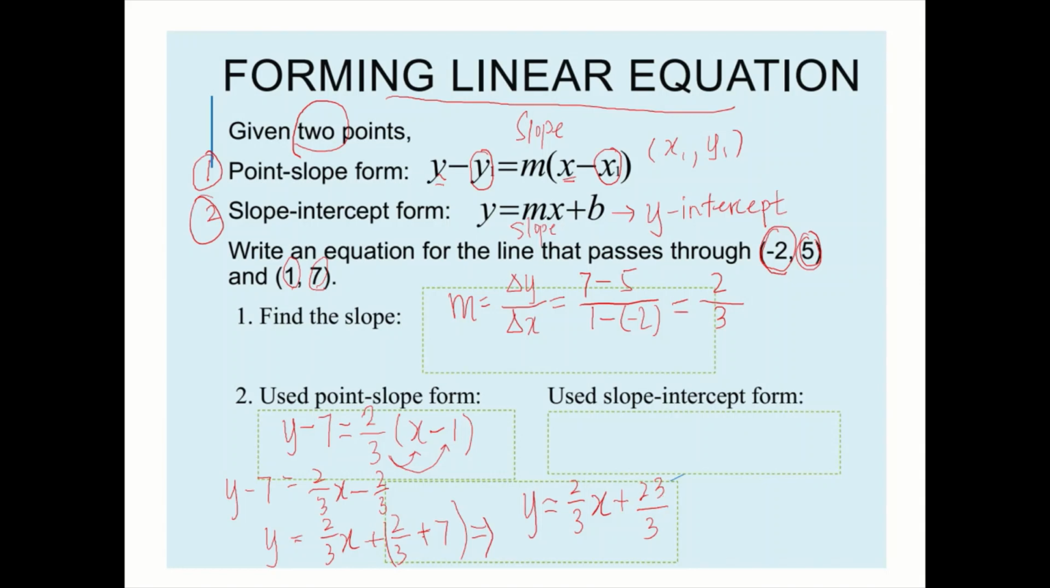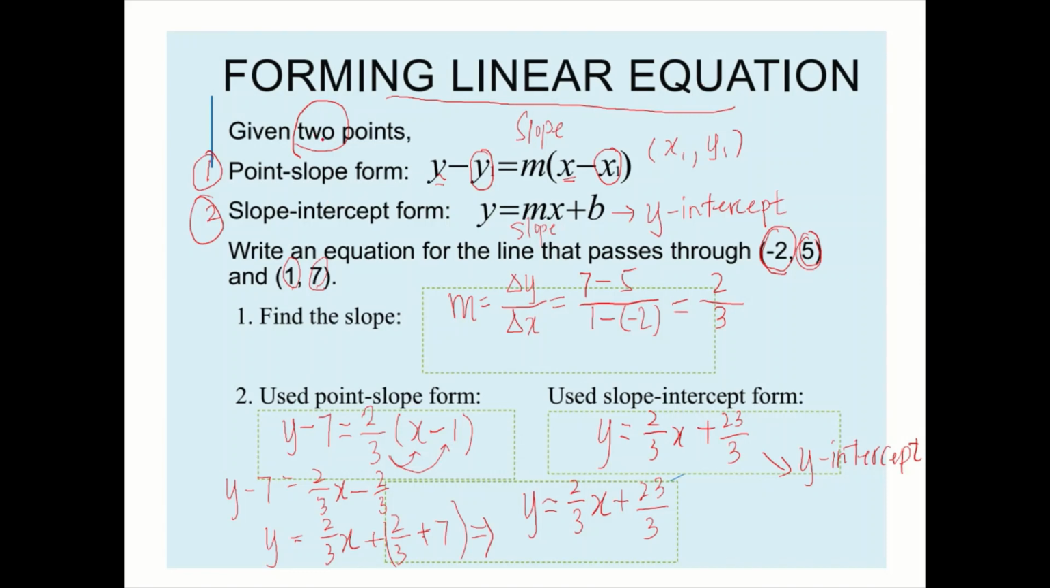Okay, so this is the slope intercept form, y equals 2 over 3 x plus 23 over 3. And we know that this one is the y-intercept. So we have y equals mx plus b.